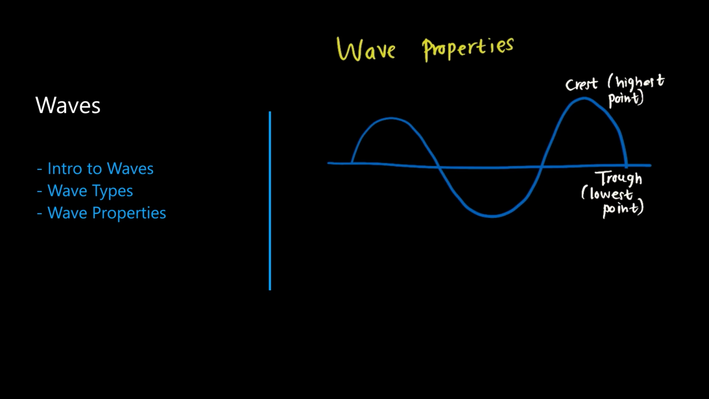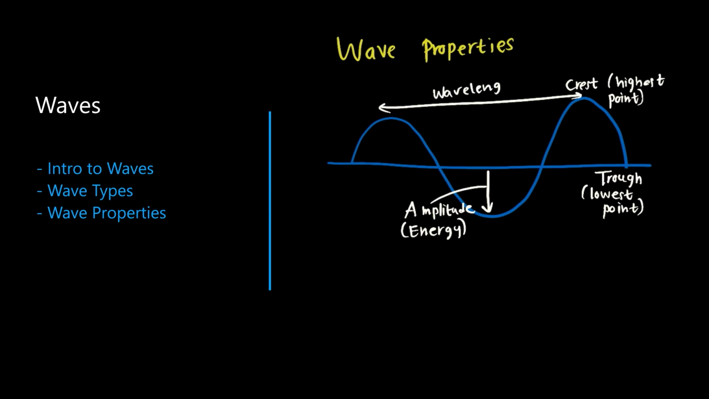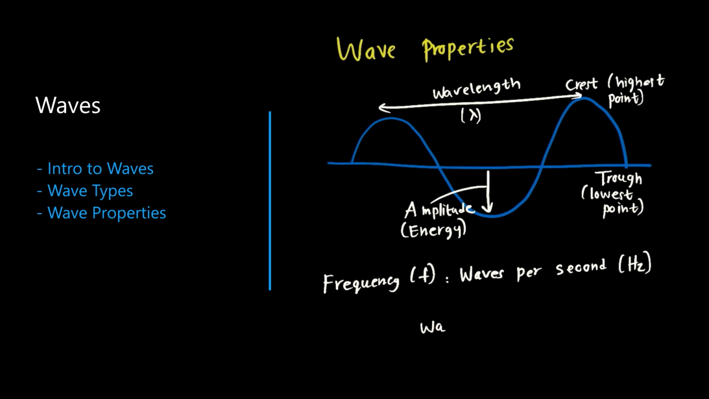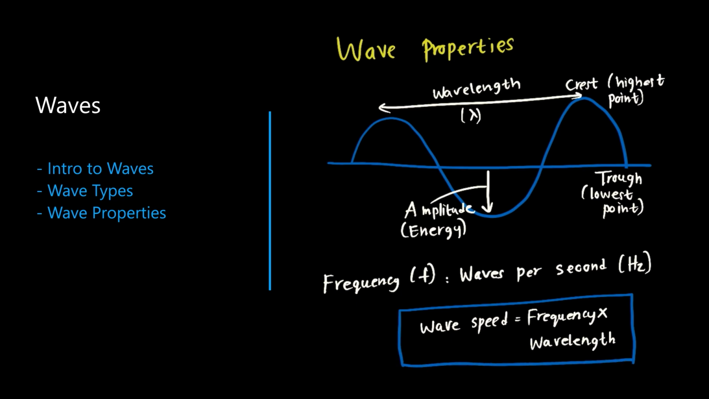Wavelength, represented by the Greek letter lambda, is the distance between two consecutive identical points on a wave, like from crest to crest or trough to trough. It's the spatial length of one full cycle. The period is the time it takes for one complete wave to pass a point, and frequency is the number of waves that pass a point in a given amount of time, usually 1 second. The unit for frequency is the hertz. Frequency and period are inversely related. A high frequency means a short period, and vice versa. The speed of a wave is equal to its frequency multiplied by its wavelength.